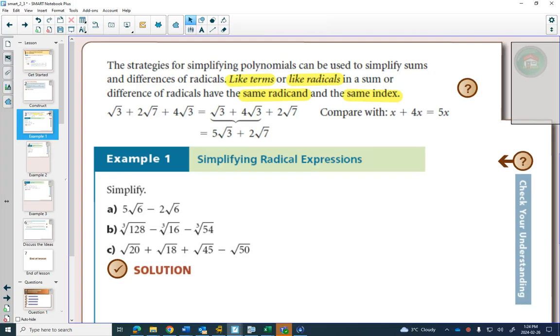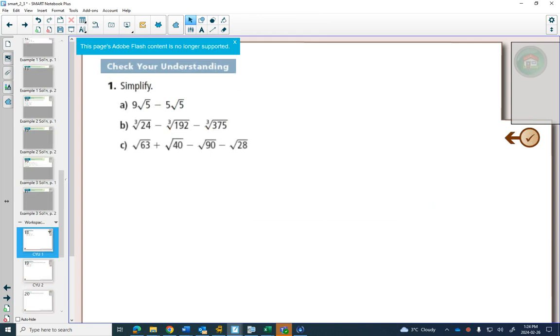So when we get to example 1 here, in part A, can you see they're both part of the root 5 family? So if you had 9 root 5's minus 5 root 5's, you'd be left with 4 root 5's. No problem. But it's not always that they're simplified like this all the way.